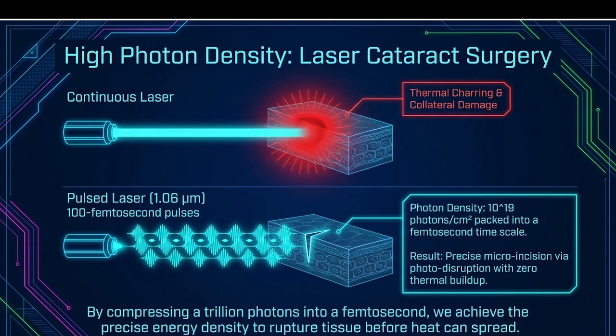and instead of rupturing the tissue and generating localized heat energy, it will just dissipate. It's doing laser cataract surgery, and the result will be a precise micro incision photodisruption with zero thermal buildup. After each 100 femtosecond pulse, there may be a delay of a few milliseconds, so each pulse will have enough time, which can prevent heat generation in the tissue.